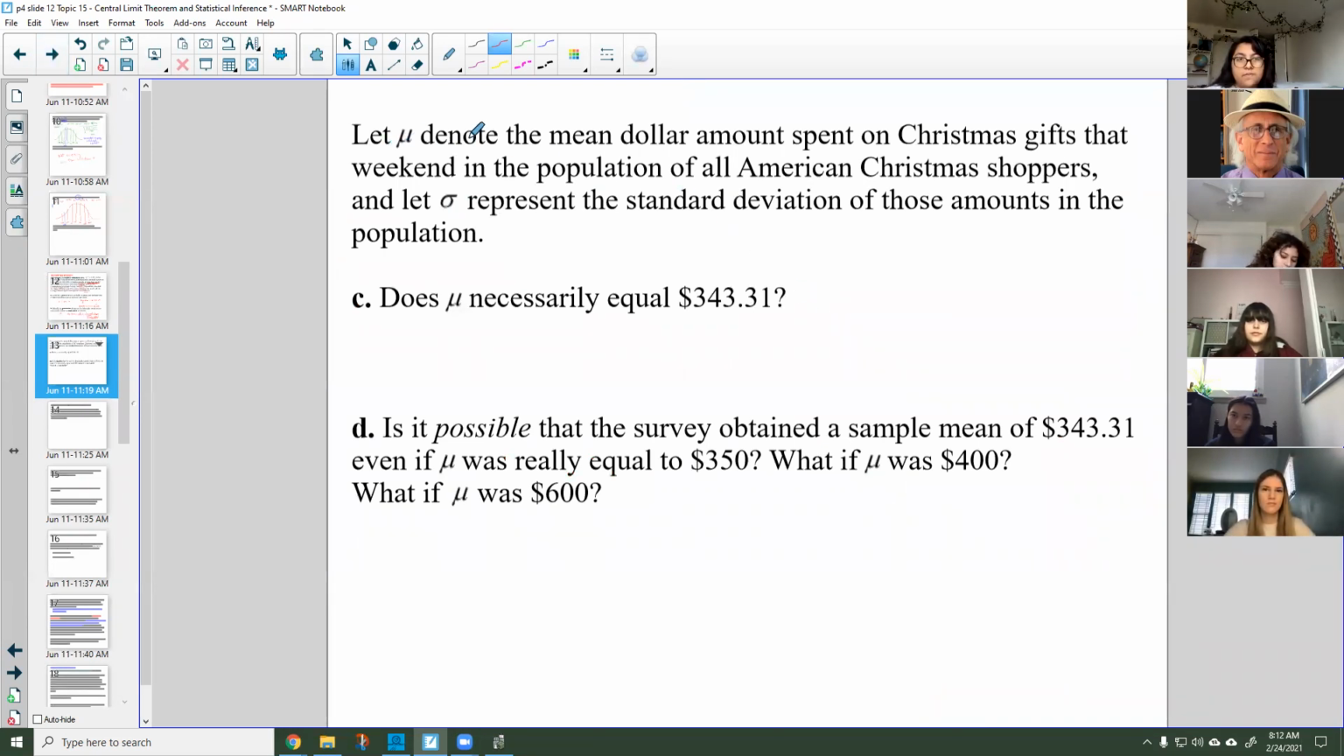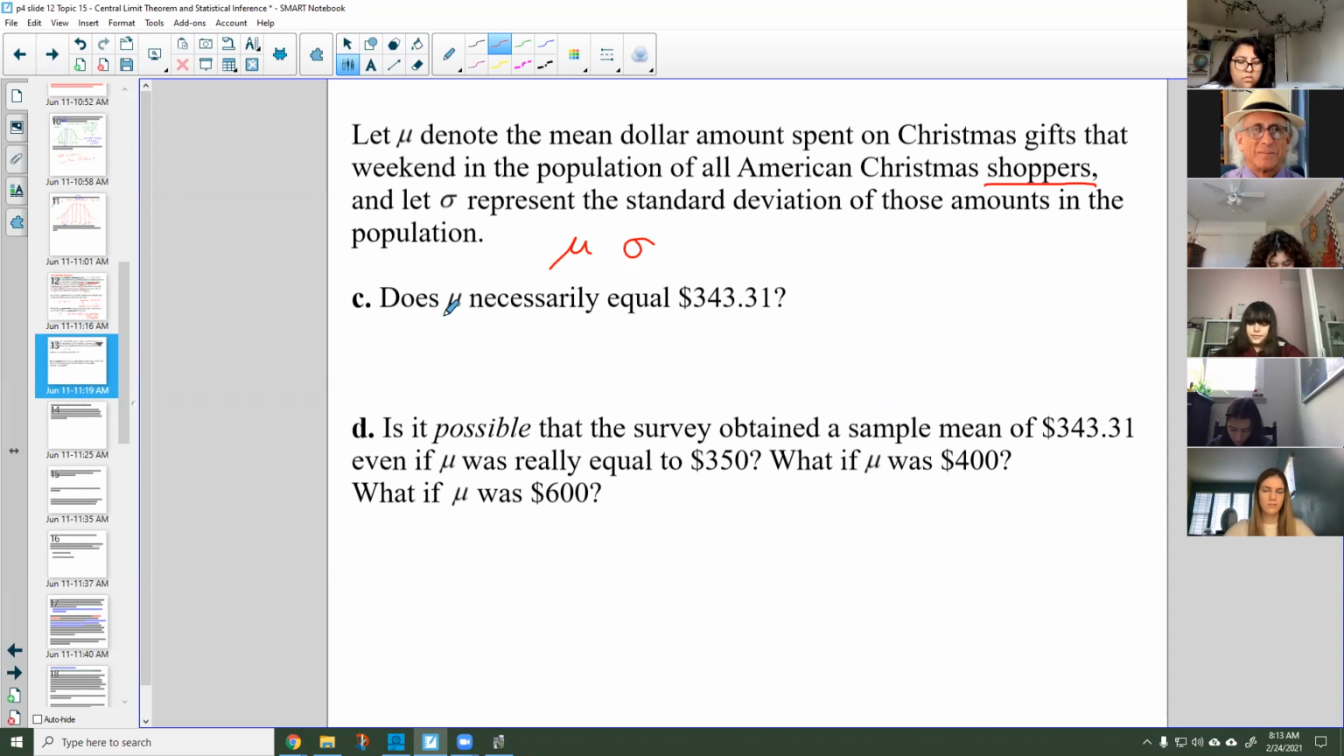We're letting mu denote the mean dollar amount, the average dollar amount spent on Christmas gifts that weekend in the population of all American Christmas shoppers. It's important that we're looking at the Christmas shoppers. And we're going to let sigma represent the standard deviation of those amounts in the population. Nothing new here. Mu is the mean and sigma is the standard deviation.